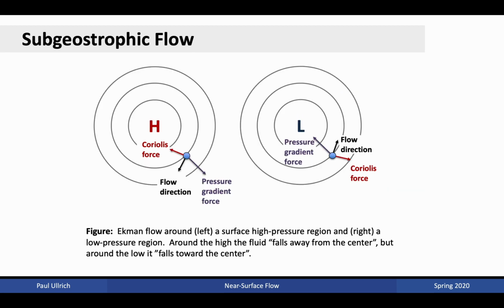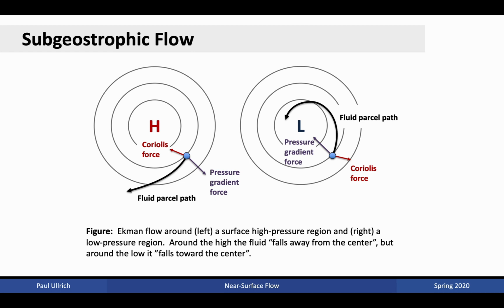All right, these are two typical diagrams showing Ekman flow, one around a high pressure on the left and the other around low pressure on the right. In the high pressure arrangement, we have flow that is directed slightly outside of the high, that is, it tends to diverge from the high, and in the low pressure, we have flow that is directed inward, that is, it tends to converge towards the low. Around the high, fluid tends to fall away from the center, but around the low, it falls towards the center. Recall again, this occurs because in the near surface we have frictional effects that are responsible for opposing geostrophic motion.